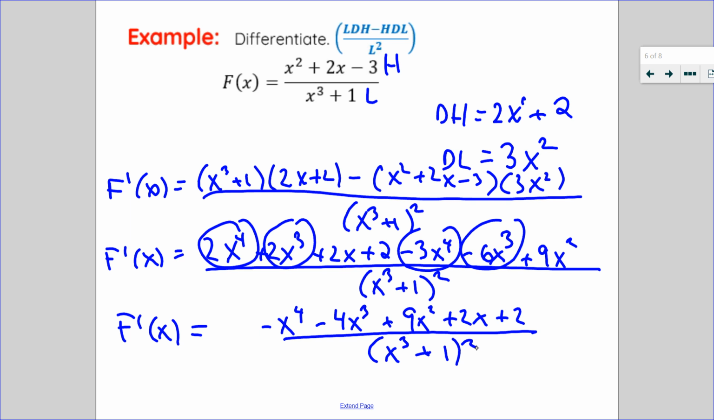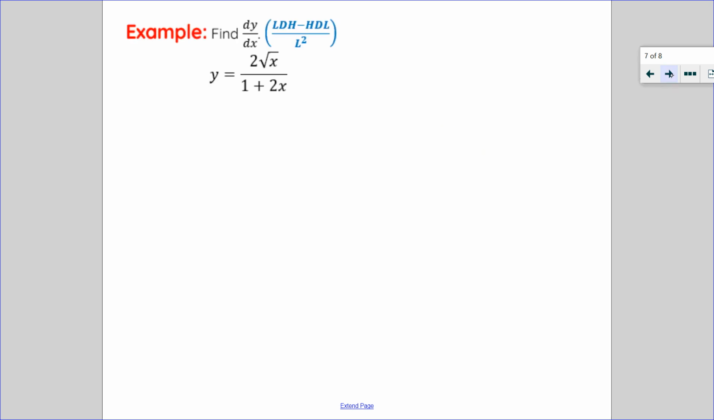Okay, last example that I want to look at today, one with a square root function. So I always like to write square root right away as exponential. So I'm going to rewrite this as y equals 2x to the 1/2 over 1 plus 2x. So this is my high, this is my low.